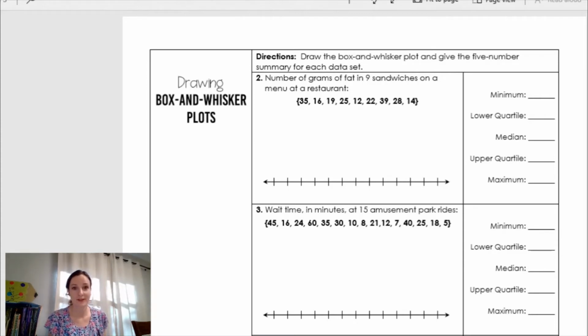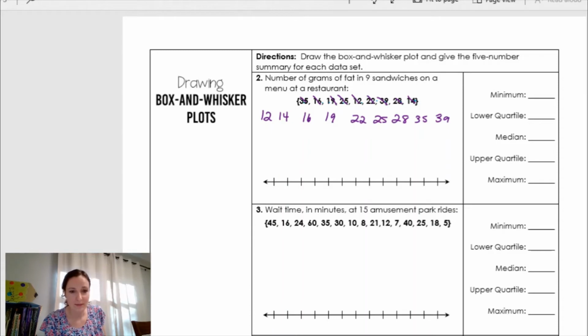sandwiches on a menu at a restaurant. So the very first thing you want to do in order to be able to find the median, remember the rule was they have to be in order. So let's rewrite our numbers in order. Okay, so 12 looks to me to be the smallest, 14, so we can rewrite them 12, 14, 16, 19, 22, 25, 28, 35, and 39. So we've rewritten now all the numbers. Let's make sure 25, 28, 35, and 39. Perfect.